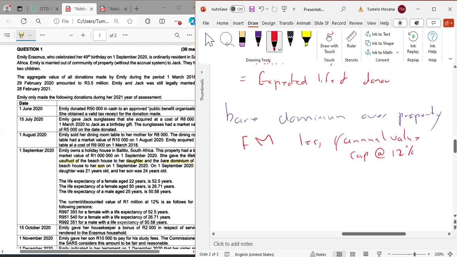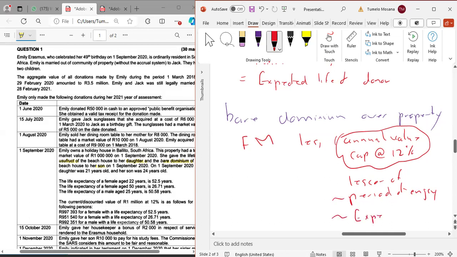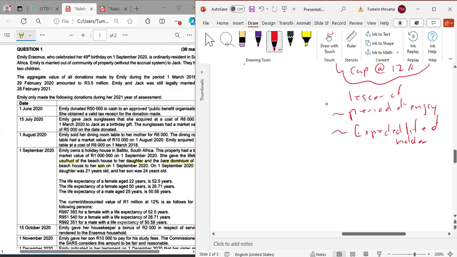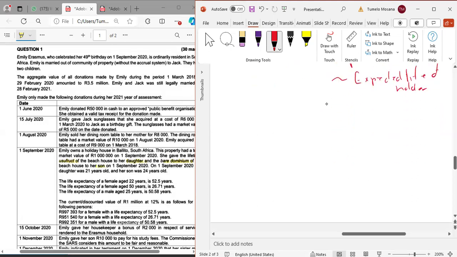And when you're dealing with a capitalized amount, you apply the same rules, right? You are going to use the lesser of what? Of period of enjoyment or expected life of holder. Now it is different, not donor, holder. Expected life of holder, not donor. Does it make sense? Or it will make sense. I know it doesn't make sense as yet. So those are the only tricky ones. Then the rest are general ones, right?